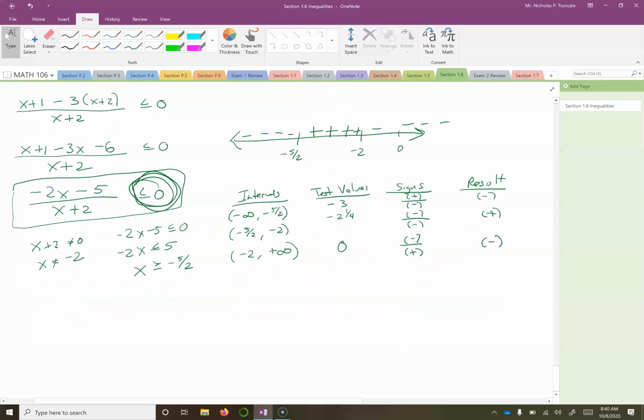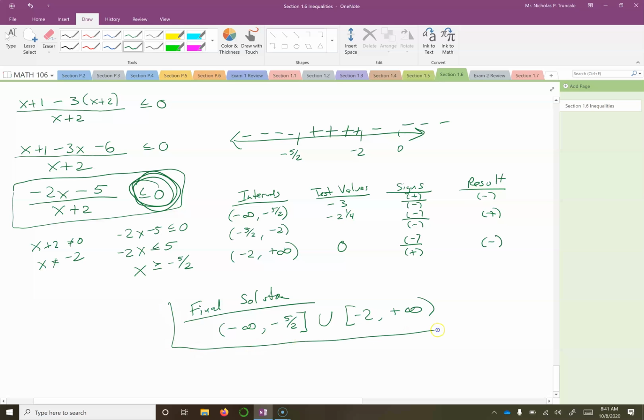So here's the final solution, and we'll give it in interval notation. So we're going to go from -infinity to -5/2, but it's going to be a bracket because we're talking about less than or equal to. And we're going to union, which just means we're going to add these two intervals together with a bracket on -2 all the way to +infinity. So there's our final solution here.